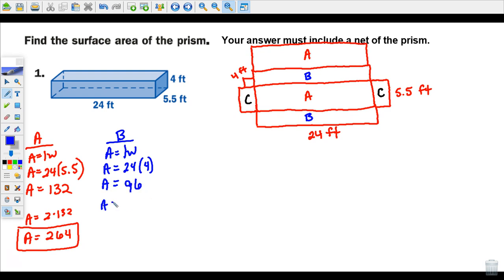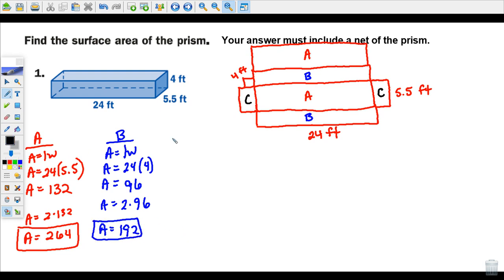And again, since there are two rectangles that are identical that we've labeled B, we're going to do 2 times 96. And 2 times 96 is 192 for the area of both rectangles that we labeled B. We get 192 square feet.